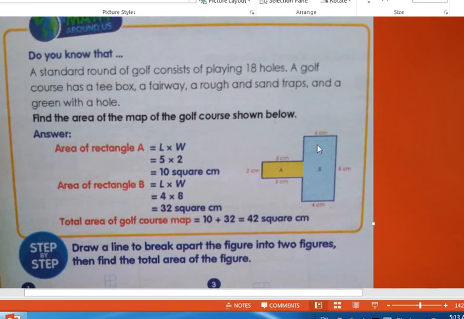Area of rectangle B: length times width, here 4 times 8. The area of the second rectangle, which is blue, will give me 32 square centimeters. So the area of the total composite shape will be the sum of the area of the first rectangle and the area of the second rectangle, which gives you the total area of the golf map. 10 plus 32 will give you 42 square centimeters. It's very easy, don't panic.